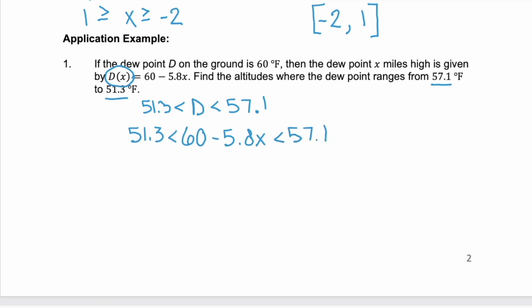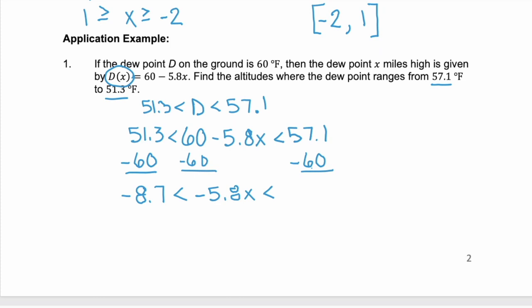So now we just need to isolate x in the middle of this three-part inequality. So first, subtract 60. And remember, you subtract it from the middle. A three-part inequality, you have to do it in all three places. So on the left, 51.3 minus 60 would be -8.7. And the 60s cancel in the middle, and we're left with -5.8x. And 57.1 minus 60 is -2.9.